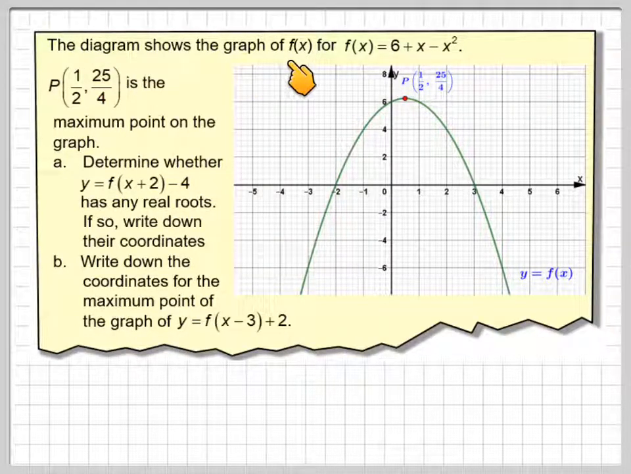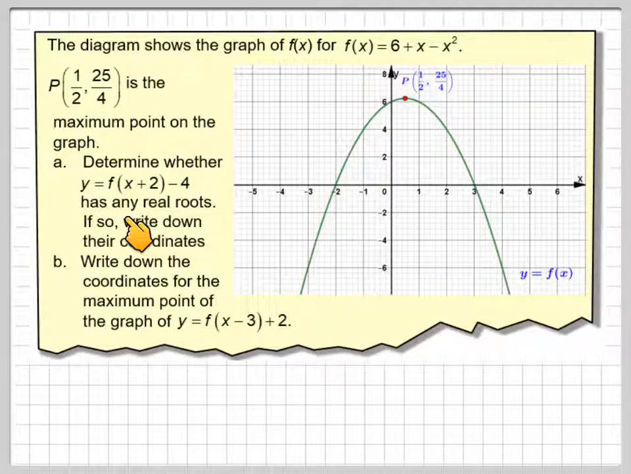The diagram shows a graph of f of x, for f of x is equal to 6 plus x minus x squared. The point P, a half, 25 over 4, is the maximum point on the graph. Okay, so here we have our function. We know it's that way around because we've got minus x squared, and we've got a maximum point at a half, 25 over 4, so it's 6 1/4.